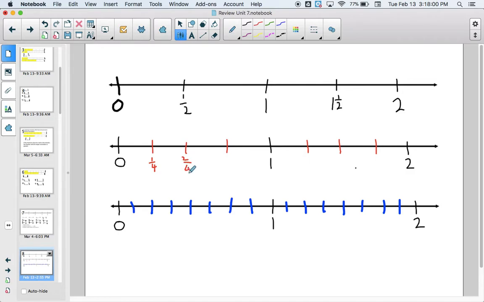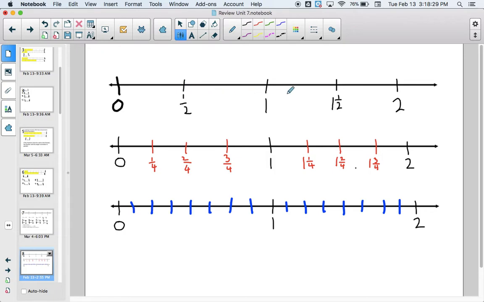2/4, 3/4, 4/4 or 1 whole. This would be 1 and 1/4, 1 and 2/4, and 1 and 3/4. And if we said 1 and 4/4, well, that's the same as 2 wholes.